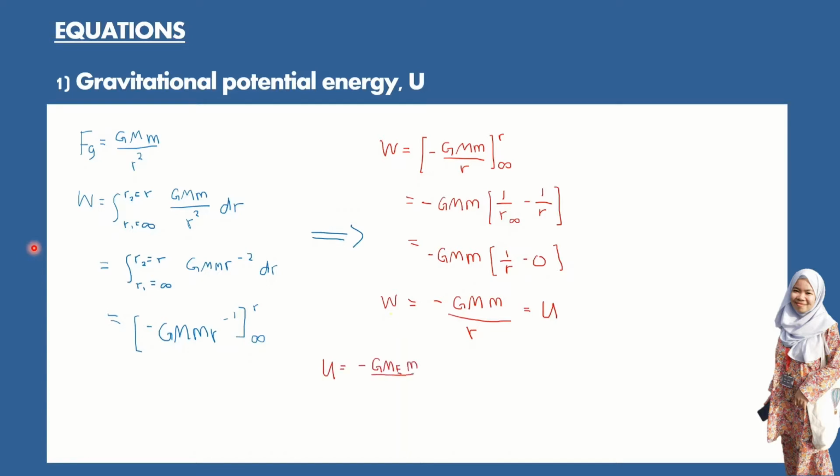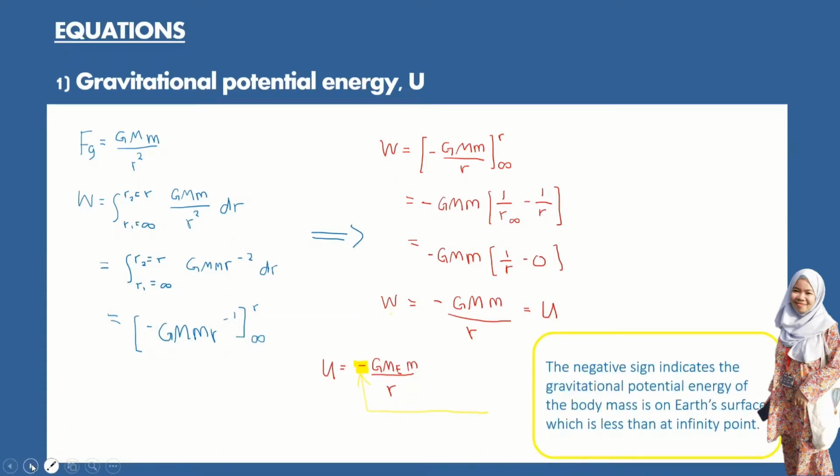Now, you must be wondering why we have the negative sign here. Well, actually, the negative sign indicates that the gravitational potential energy of the body mass on the surface of the Earth is less than at the infinity point.